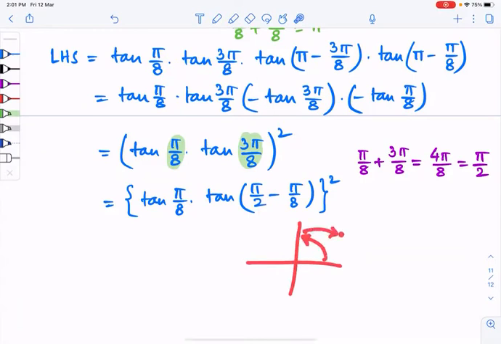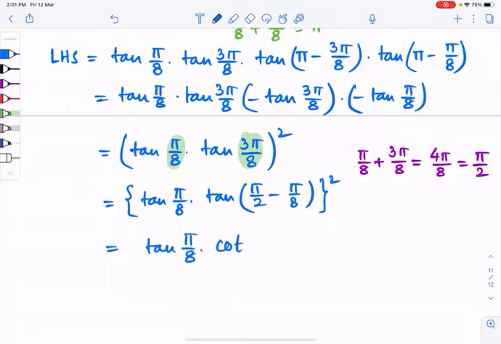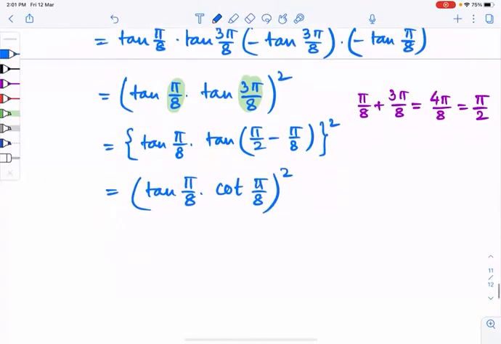First quadrant. And since it is 90, 90 means 1 into 90. 1 is an odd number. So tan will change to cot. So this will become tan pi by 8 into cot pi by 8 whole square. And tan and cot, they are reciprocal of each other. So it will be 1. So it is just 1. That is equal to our right answer.